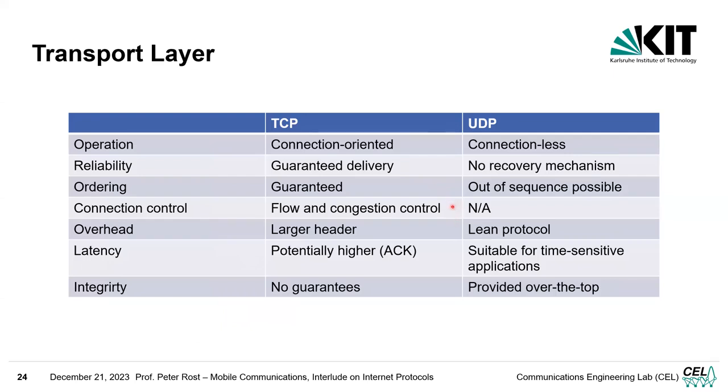TCP has flow and congestion control. As mentioned, I'll come to this later. TCP has significantly more overhead in order to maintain the state and the reliability of the connection, and this also results in higher latency. That's why for time-sensitive applications, you would rather use UDP than TCP. And you have no integrity. Or actually, this should be here: you have no guarantees on integrity for UDP, which has to be provided over the top.